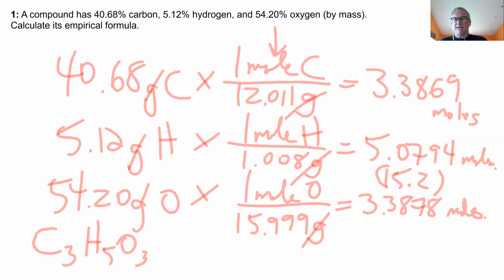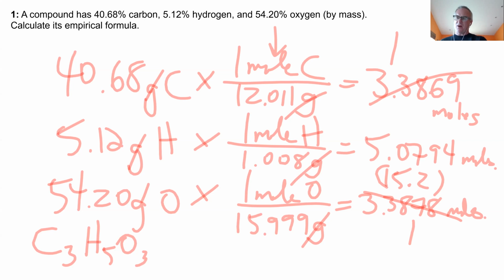So what would be an easier way to avoid getting fractions to start out with? 3.3869 divided by 3.3878. Yeah, we divide everything by the smallest number. So that's the way to get around this. Divide everything by the smallest number and see what that gives us. So if we divide 3.3869 by, we'll just use 3.39, that'll give us 1.